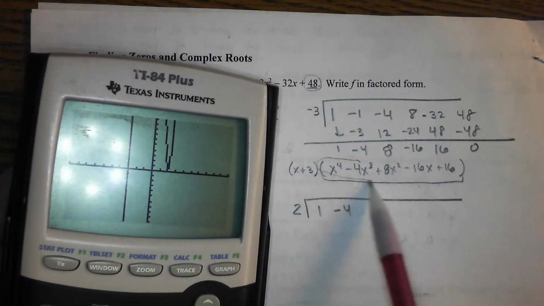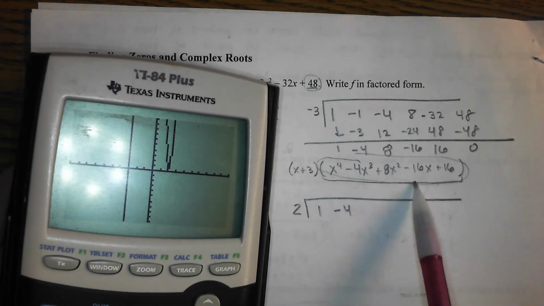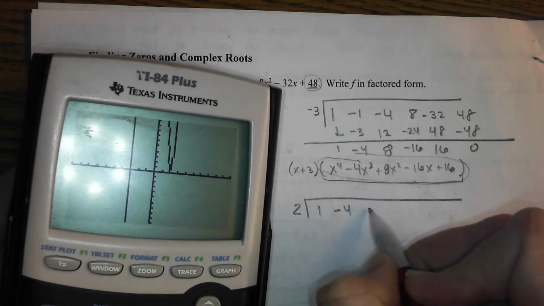No, we're continuing to factor this piece, so when we do our synthetic to take out the 2, we're going to pick up with that piece.